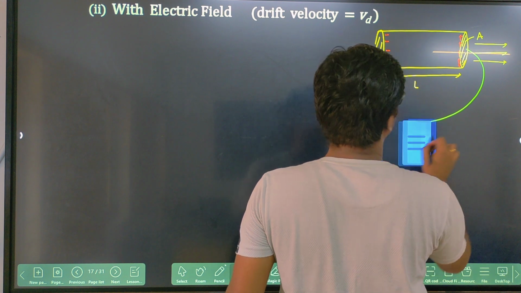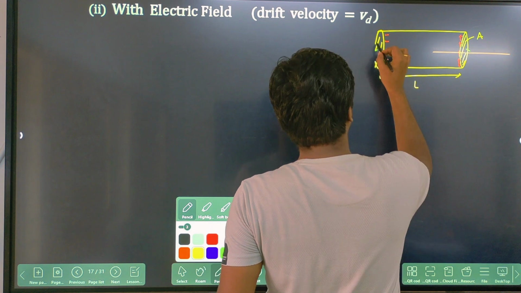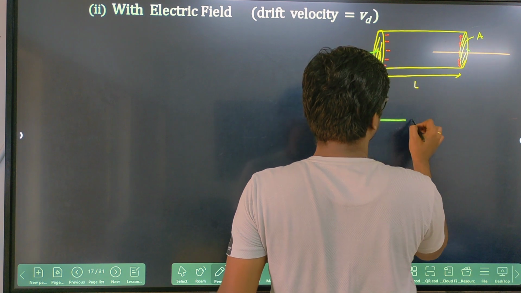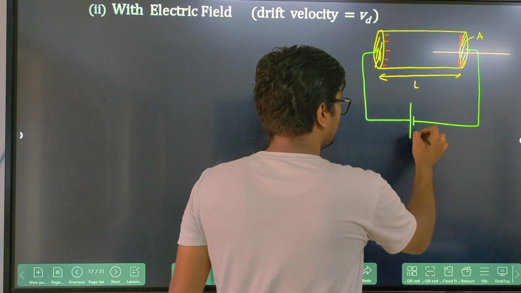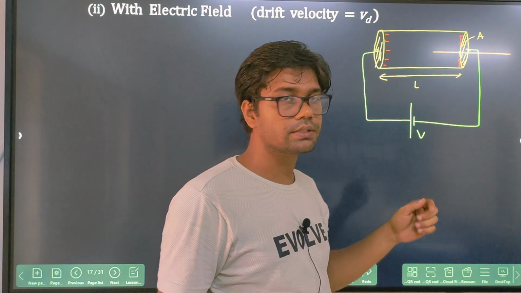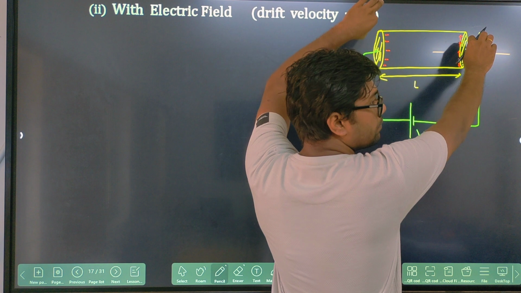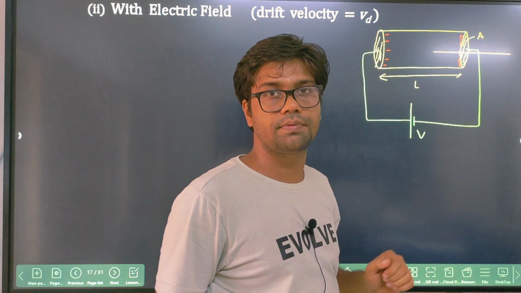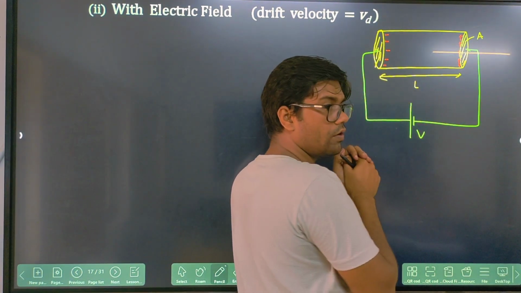What I will do, I put a battery and connect these terminals here. Battery you may not know; you will see in the next class what a battery actually does. The work of a battery is to maintain a constant potential difference between two terminals. So it is working like an external electric field, you can say, right? And if you join this conductor here, then there will be a flow of electrons.